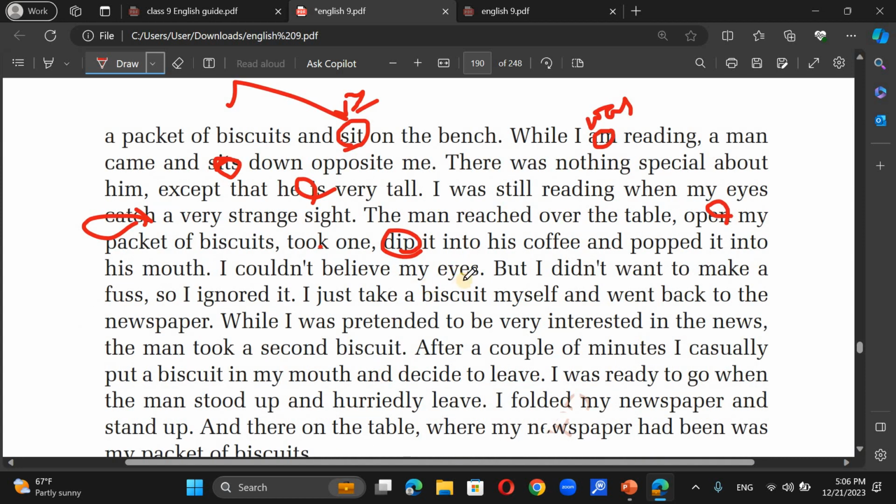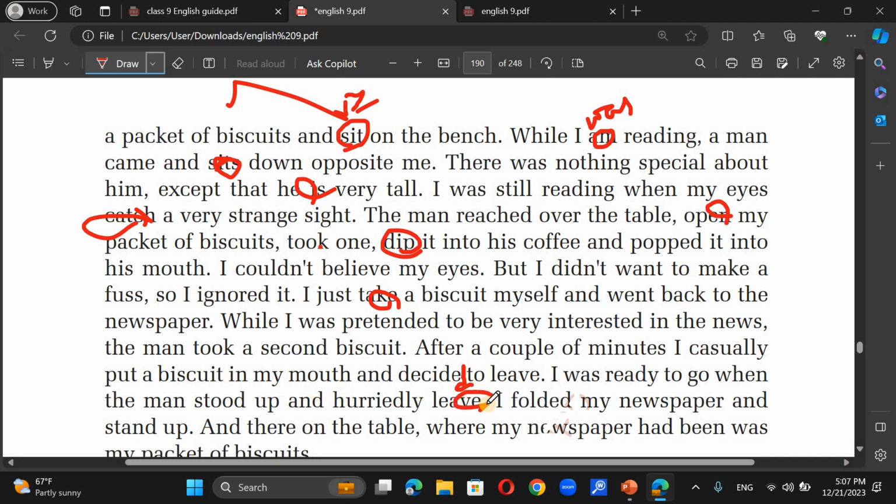I couldn't believe my eyes, but I didn't want to make a fuss, so I ignored it. I just took, use verb two, a biscuit myself and went back to the newspaper. Well, I pretended to be very interested in the news. The man took a second biscuit. After a couple of minutes, I casually put a biscuit in my mouth and decided to leave. I was ready to go when the man stood up and hurriedly left.